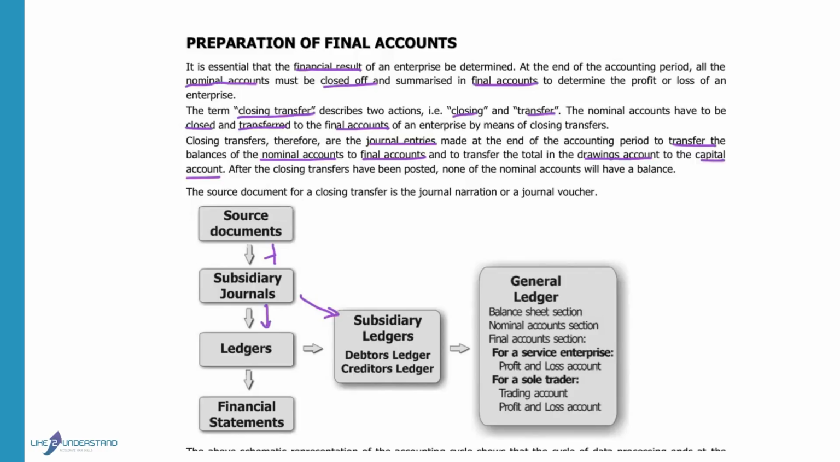In the general ledger, we have a balance sheet section. That is all the accounts that will be transferred at the end of the year to your balance sheet to determine your financial position of the business. All the nominal accounts are income and expenses and will be closed off at the end of the year to the final accounts. For service undertaking, we will only have a profit and loss account because they don't buy goods with the purpose of selling. Where in a sole trader, we will have a trading account and a profit and loss account.